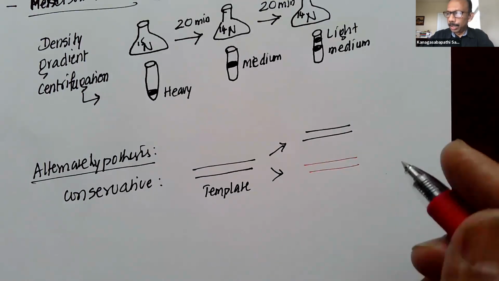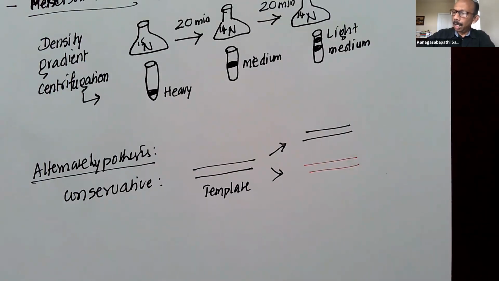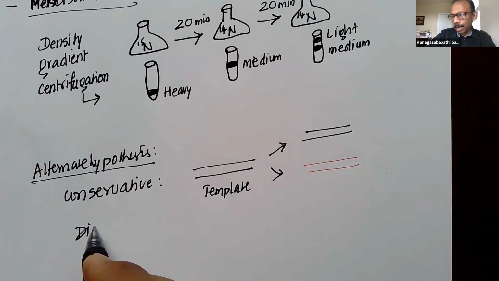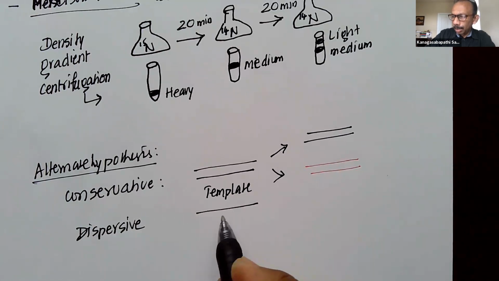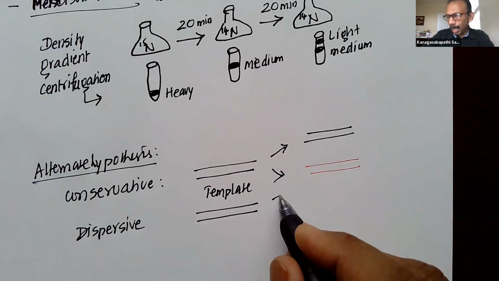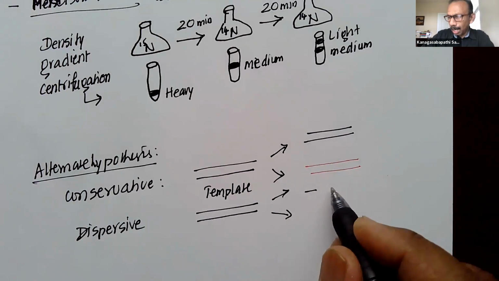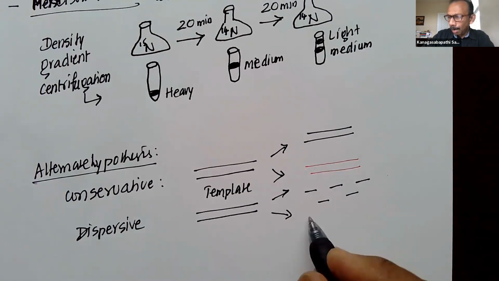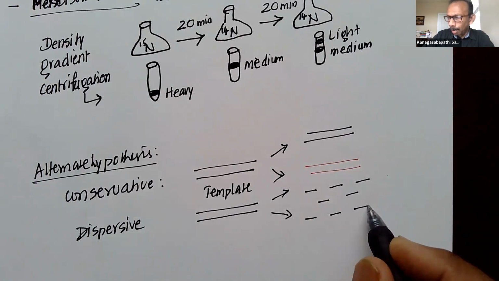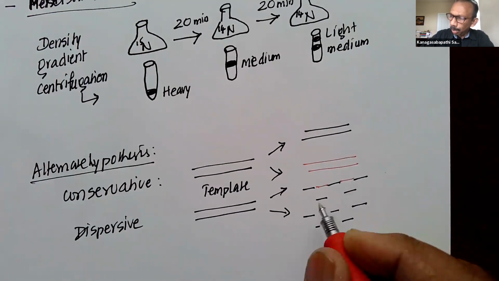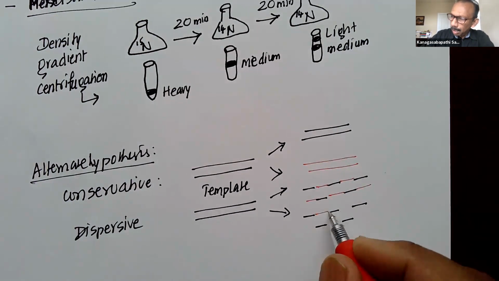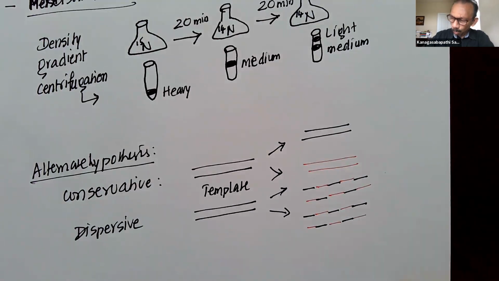Okay. So this is called the conservative mode, and the other mode is called the dispersive mode. In the dispersive mode, the template is going to be like this, but when it replicates, each strand has a combination of both old and new. So in this case, you have a mixture of old and new. So they are testing, what is really happening? Is it semi-conservative or conservative?